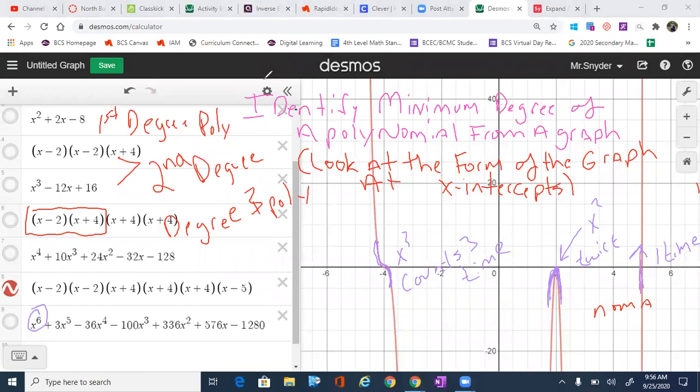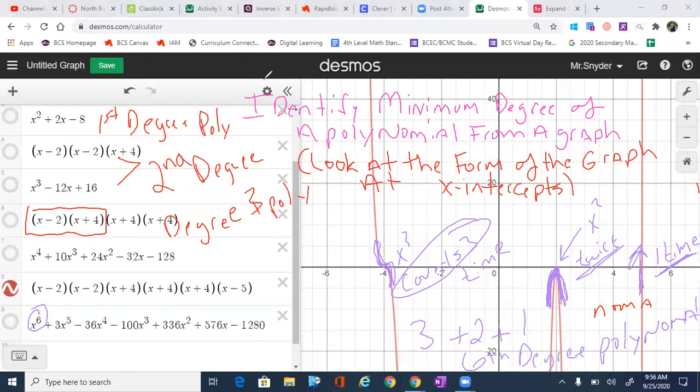And so we can just real quick do some simple math. The swerve, or this x cubed formation, counts 3 times. This N or parabola looking formation on the x-axis counts twice. And then of course it goes straight through, so it counts 1 time. That gives us 3 plus 2 plus 1, which is going to give us a 6-degree polynomial. I hope that helps on the next part.